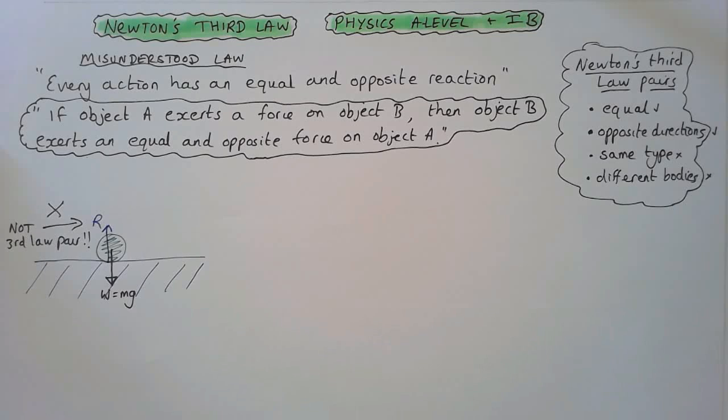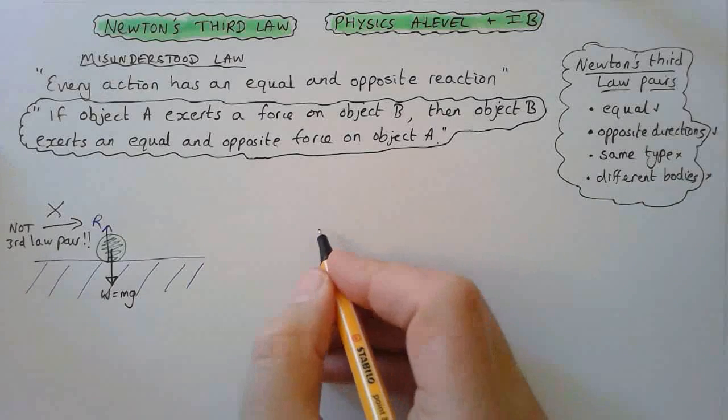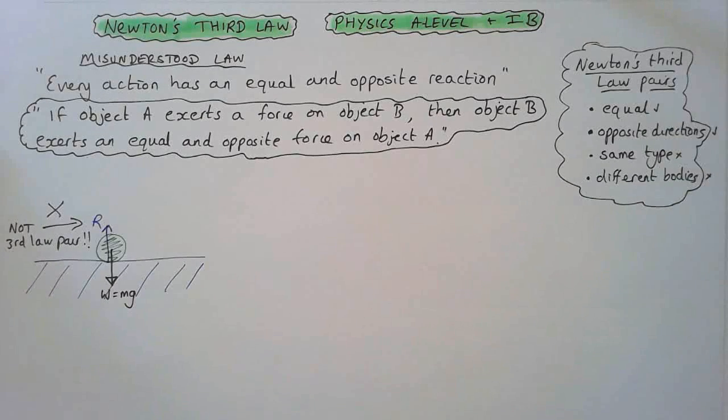So don't be tempted to say that the, in quotes, reaction force R, or sometimes called the normal reaction and labelled with an N, is the third law pair to the weight. It's not. So what is the third law pair to the weight? Well, look, it's sometimes easier to think about that if we take the reaction out of the way altogether. So let's redraw the situation. Let's zoom in a little bit.